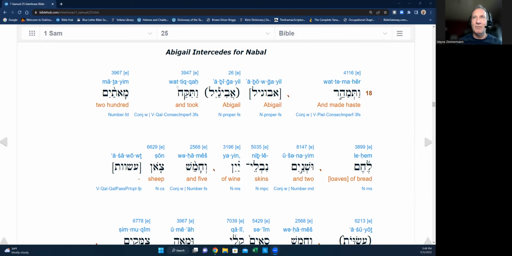Here we pick up verse 18, and she made haste. This man's wife, her name is Abigail, which in Hebrew is Avigail. Looking at the Hebrew, you'll notice her name is listed twice, one in brackets, another in parentheses. The one on the right side does not have any vowel pointings, but the one on the left side does. This is what's known as a keriv and ketiv in Hebrew.